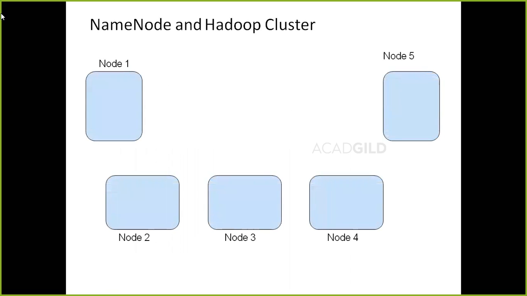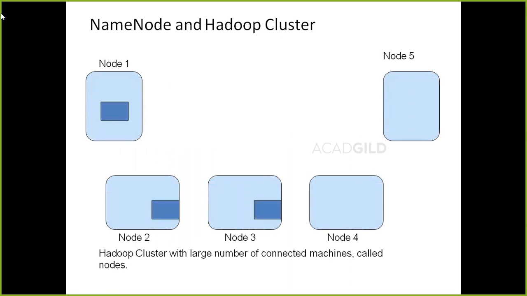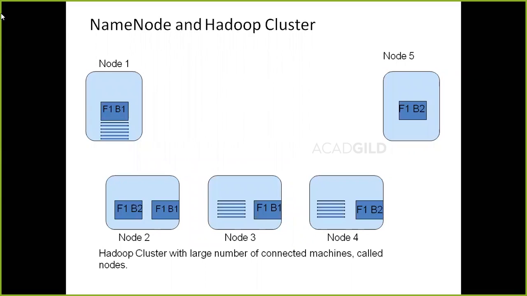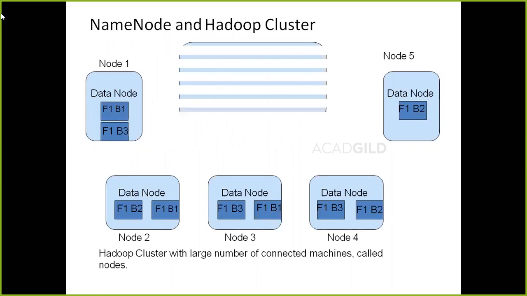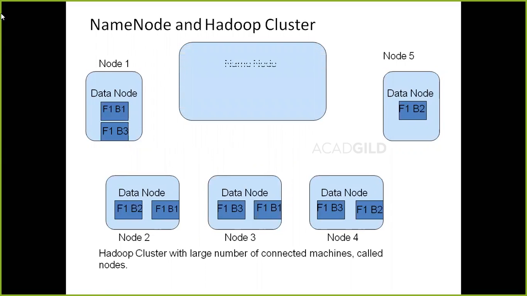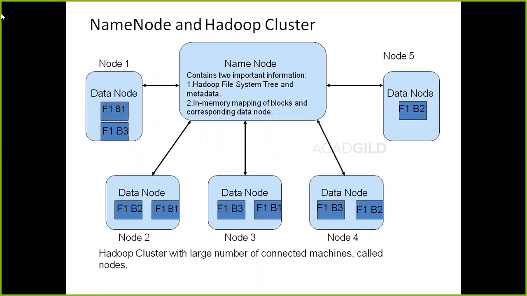So suppose there are 5 machines. One block, that is F1 B1, meaning the first block of the first file, will be stored at 3 different machines because the default replication factor is 3. Similarly, the second block of the same file, the third block, and all the other blocks of the file will be stored on multiple machines. And there is a service called NameNode, which keeps track of the heartbeats and keeps track of the block mapping of every data node.